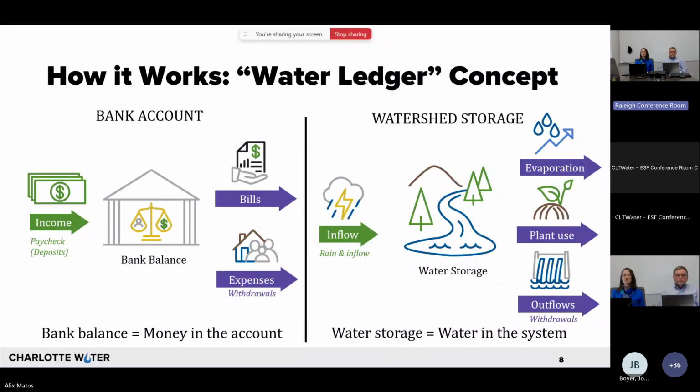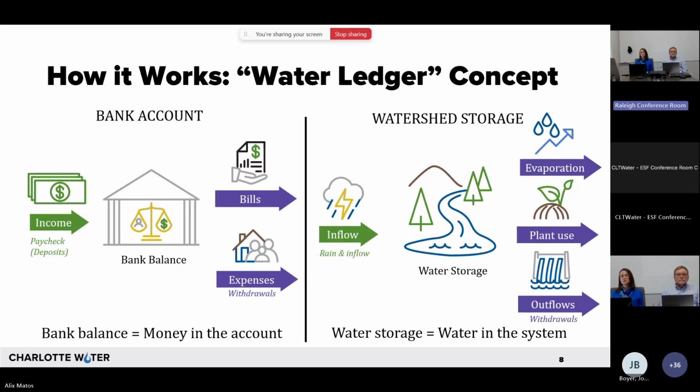This is a lot like your personal bank account. So your account statement tracks the income that comes into your account, as well as any withdrawals that you've made. And the difference between income and withdrawals over time is the amount of money you have saved in your bank account. The hydrologic models work very similarly.